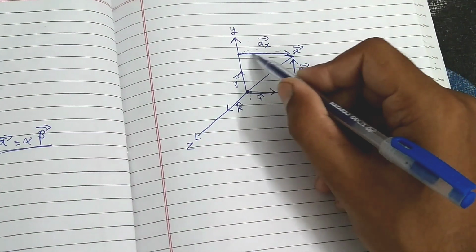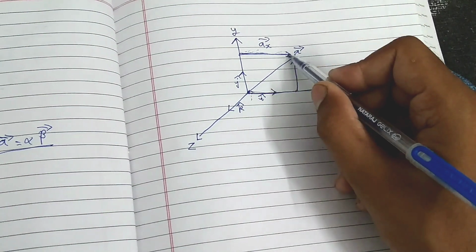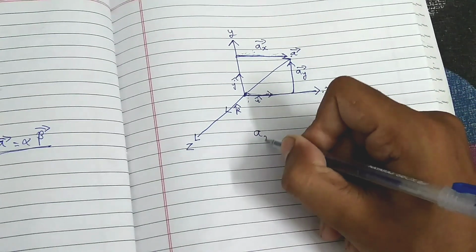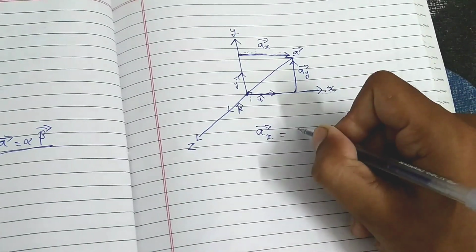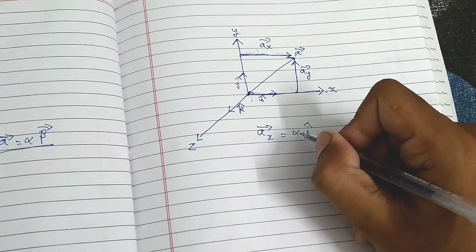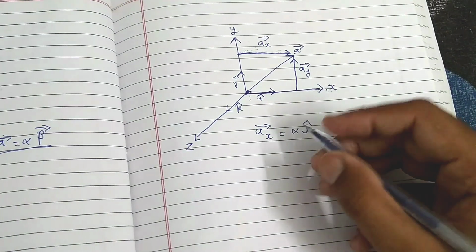Now as this ax vector is parallel to the i vector, you can easily see ax is like this, i is also like this, they are parallel. So I can write ax equal to alpha times i. Instead of alpha you can take something else also, like lambda or anything.